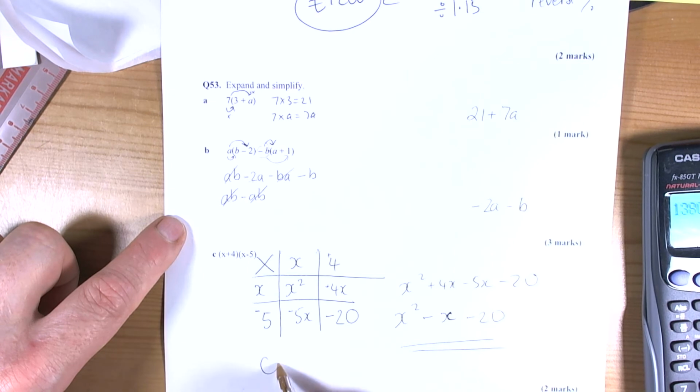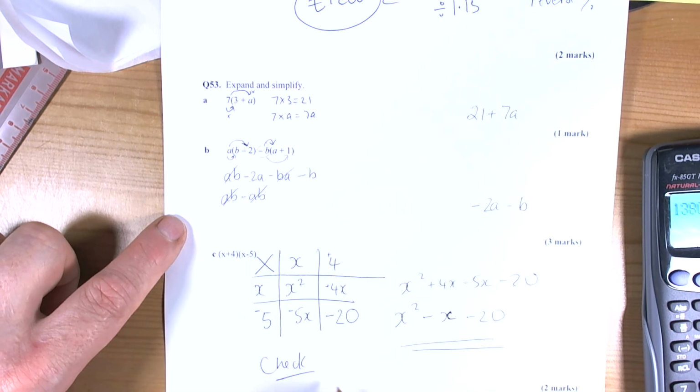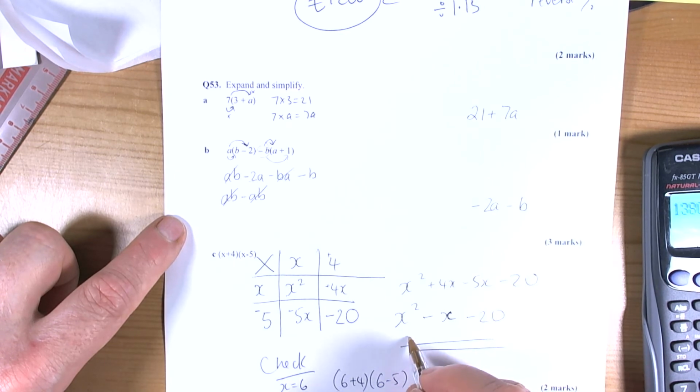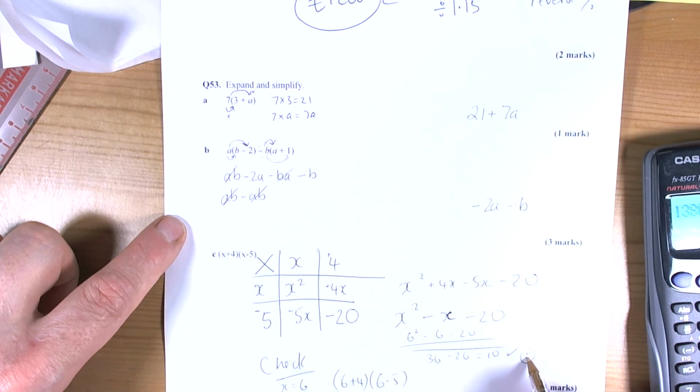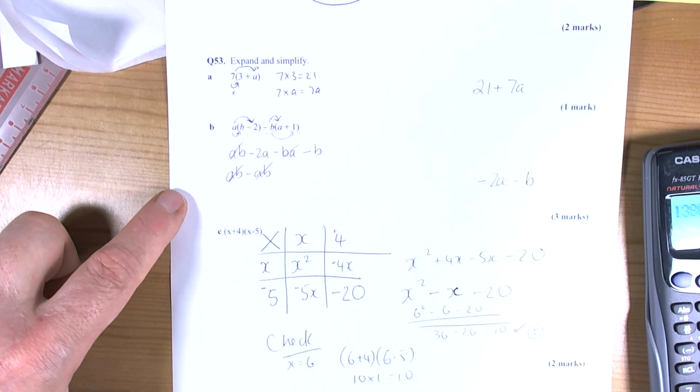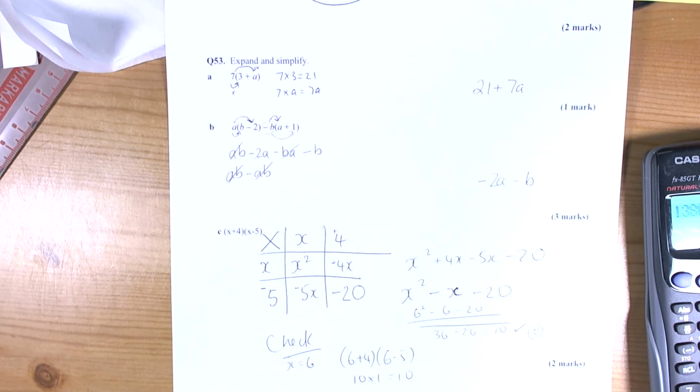And okay, we can check just to make sure we don't make any silly errors. So if we said that x was worth 6, then the bracket would be 6 plus 4, 6 take away 5, so we've got 10 times 1, which is 10. And if we put 6 into this, then we end up with 6 squared, take away 6, take away 20. Well, 6 squared is 36, take away 26 is equal to 10, so it works. Okay, so remember you can check the algebraic solutions quite often by putting a number in to substitute at the beginning and then put a number at the end, and you should get the same answer.